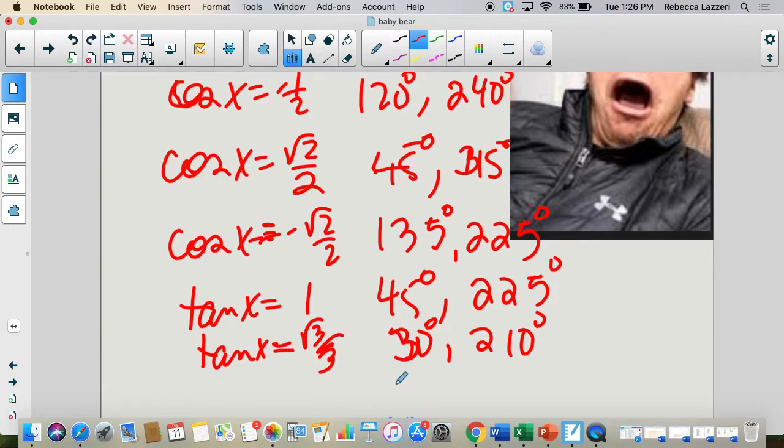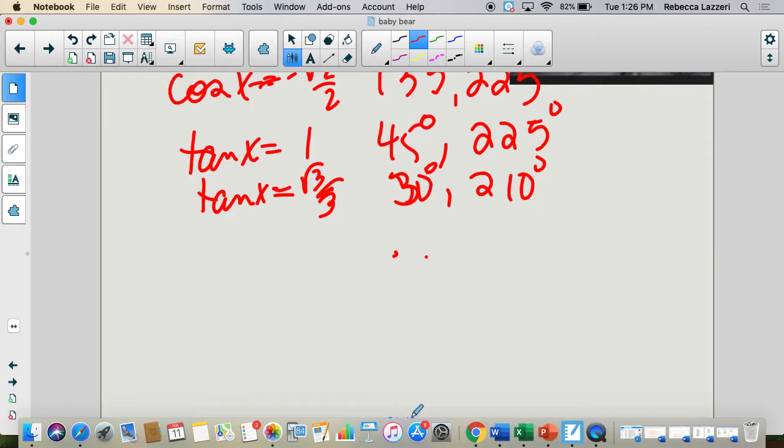All right, and then tan x equals negative root 3 over 3. Yes, that's one of them, great. All right, so 330. Perfect, awesome. Negative, so 150 and 330.